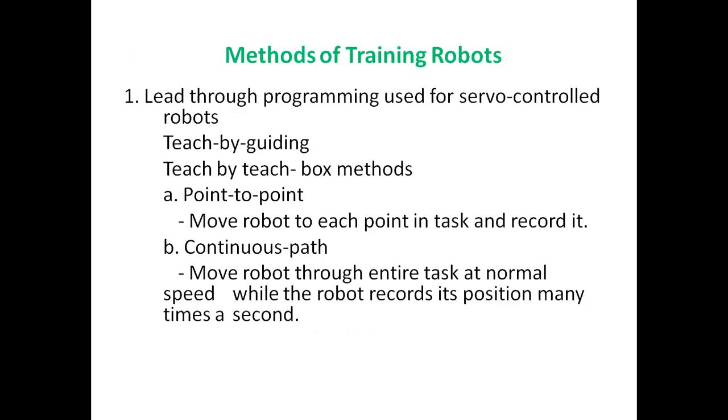What are the methods of training robots? We have lead-through programming, which is used for servo control robots. We can teach by building or teach by software. There is the point-to-point method and the continuous path method. In point-to-point, we move the robot to each point in the task and record it. In continuous path, we move the robot through the entire task at normal speed, and the robot records its position many times a second.